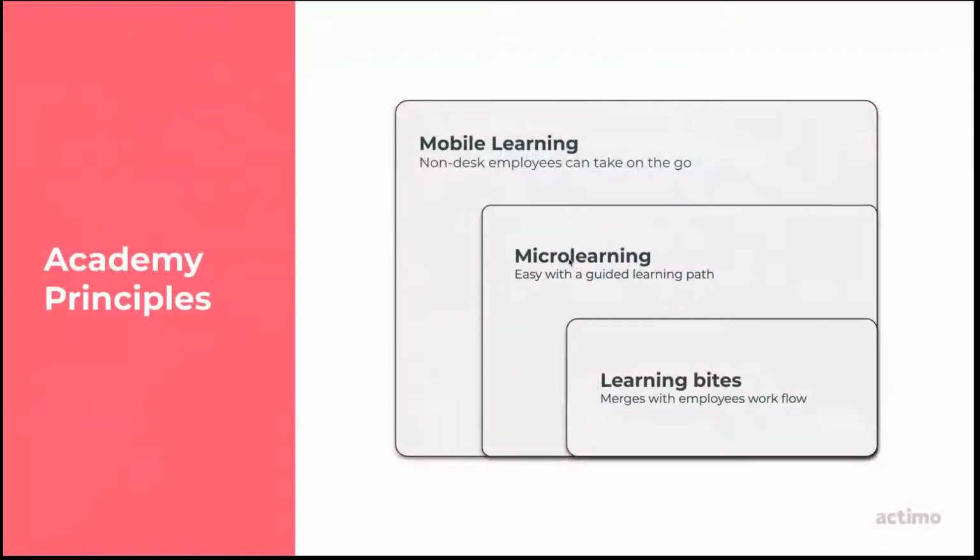When we talk about our Academy principles, there are some principles that we have developed in Actimo, especially in customer success, where we focus on 3 key principles that we would like you to take with you into building academies. First of all, we're talking mobile learning. We're talking about targeting non-desk employees that are on the go. So everything you do should follow this principle of adapting to mobile, something you can snack on or consume on the go.